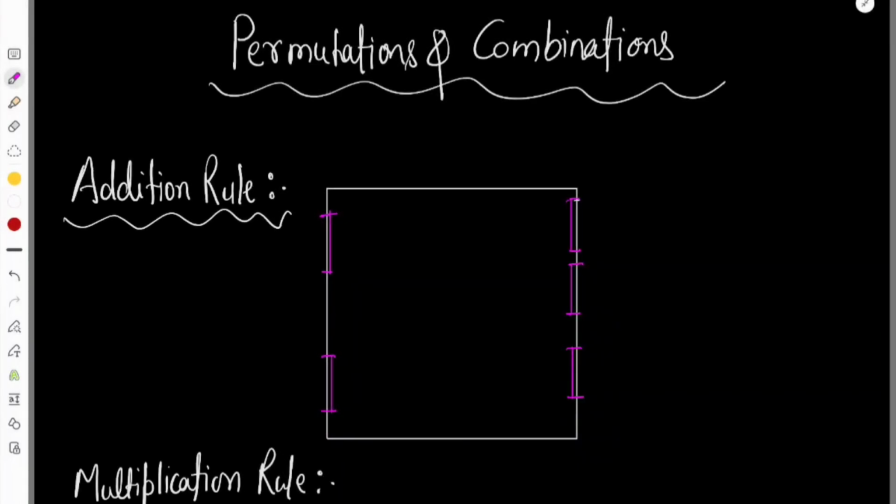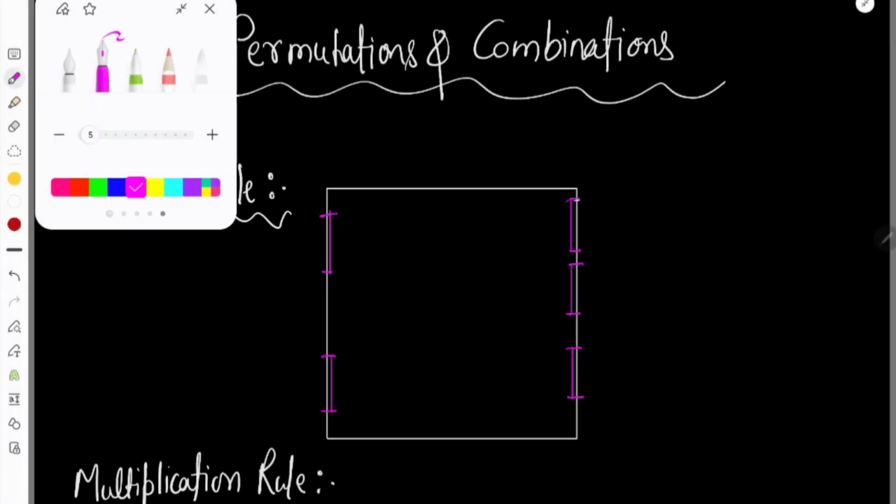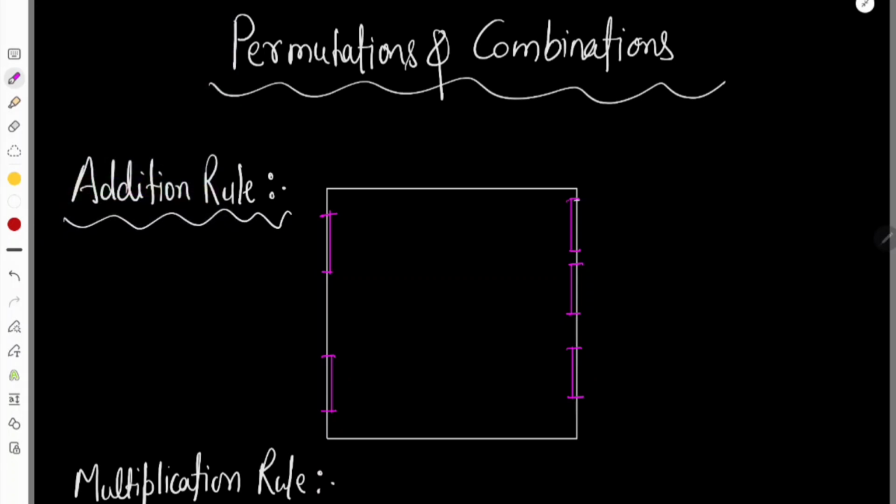Today we are going to discuss permutations and combinations. What are permutations and combinations? Permutations generally means in how many ways we can arrange things. The number of permutations is nothing but the arrangement of things. Combination means nothing but selection. Selection means in how many ways we can select things.